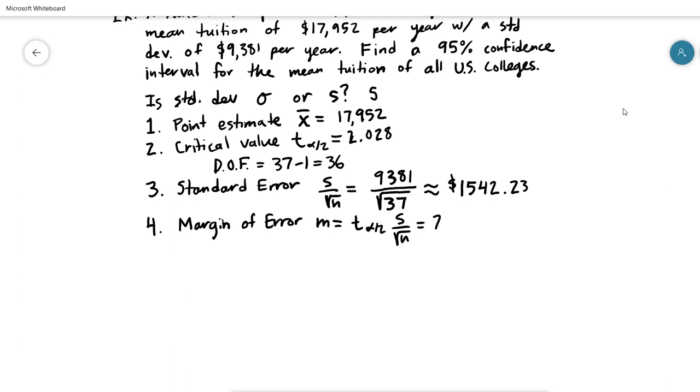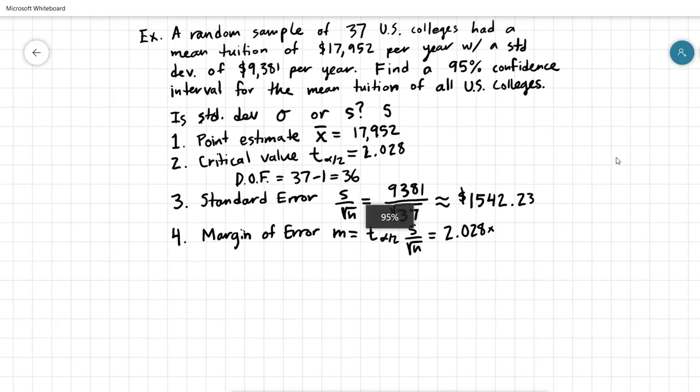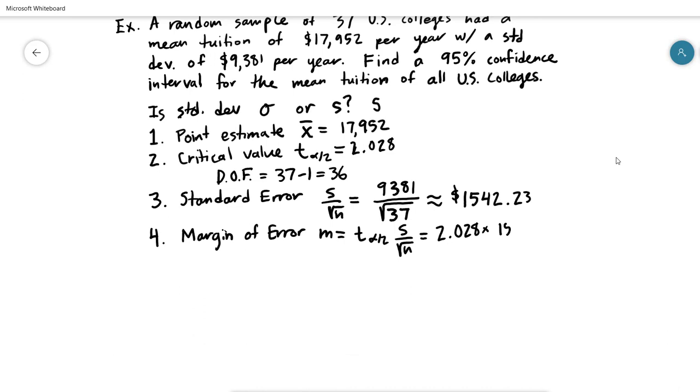So t sub alpha over 2 is 2.028, and I'm multiplying that by the result of this s over the square root of n. That's this $1,500 that we just found. So I multiply that by 1542.23, and out of this we get approximately $3,127 and about 64 cents. So we found our margin of error.